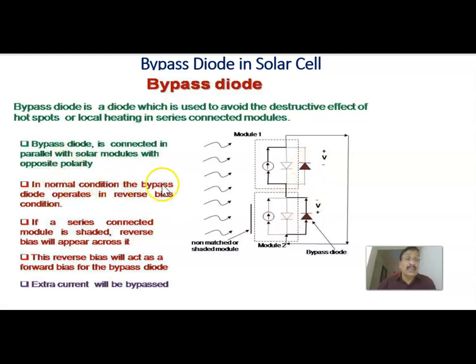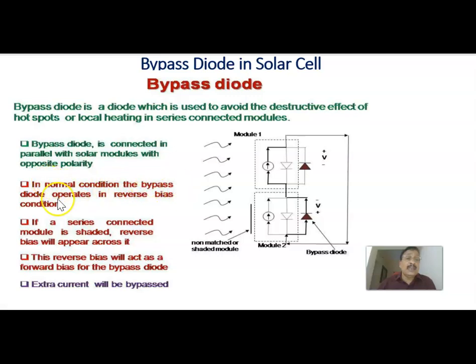In normal condition, the bypass diode operates in reverse bias. Normally, when there is no hotspot, there is no problem. It won't drive any current because it is in reverse bias, and the module will work as usual. But due to a hotspot, if there is a destructive effect on a particular cell, then that current will be carried by this diode. For example, if this is a hotspot-formed, destructive cell, the current will flow through this bypass diode.